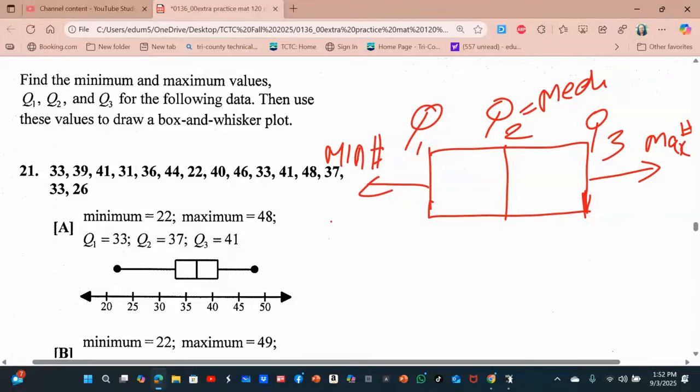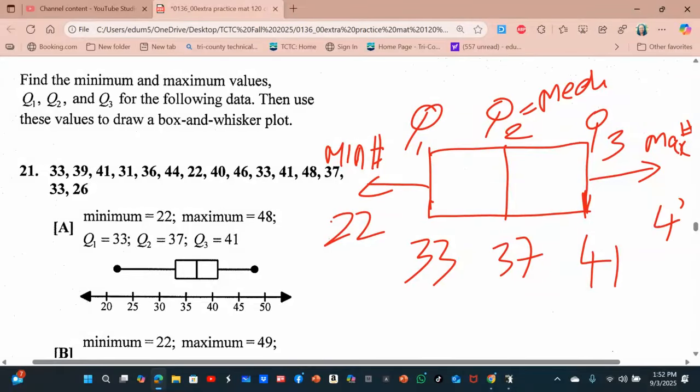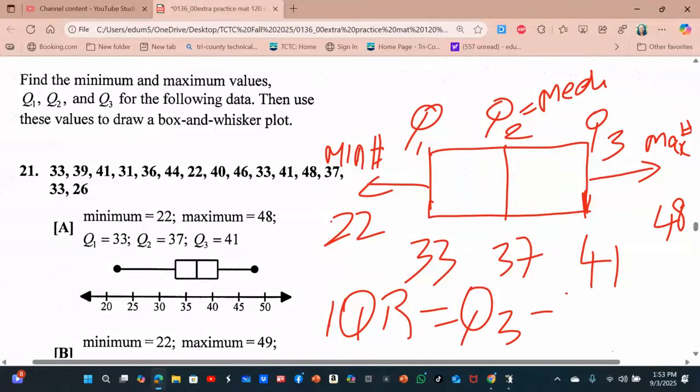Okay, and I already have this 5-number summary. The minimum number is 22. The first quartile is 33. The median is 37. The third quartile is 41. And the maximum number is 48. So I have all of them. They might ask me to find the interquartile range. The interquartile range is Q3 minus Q1.